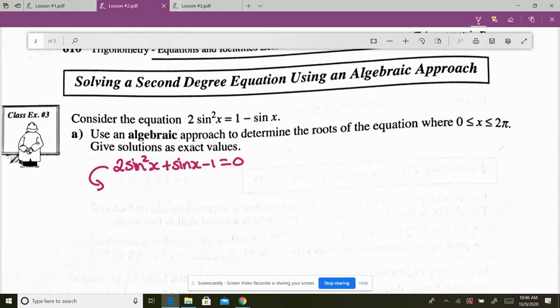So once you factor it, you get, what do I get? I get 2 sine x minus 1 and sine of x plus 1. Okay, that's it factored. Now, if I had 2x minus 1 and x plus 1, and I said, what's x? What would you tell me?